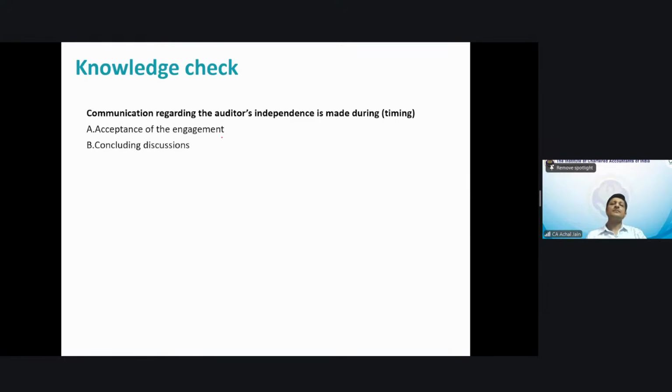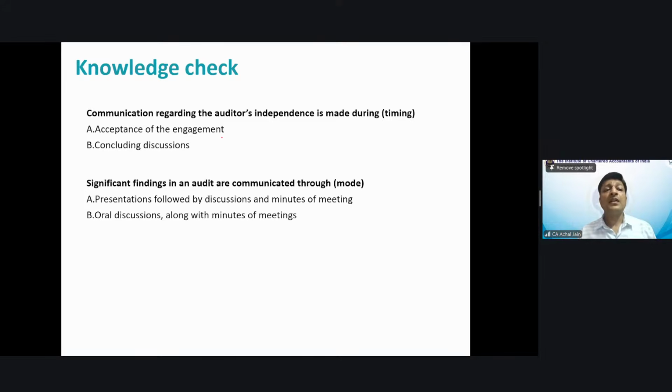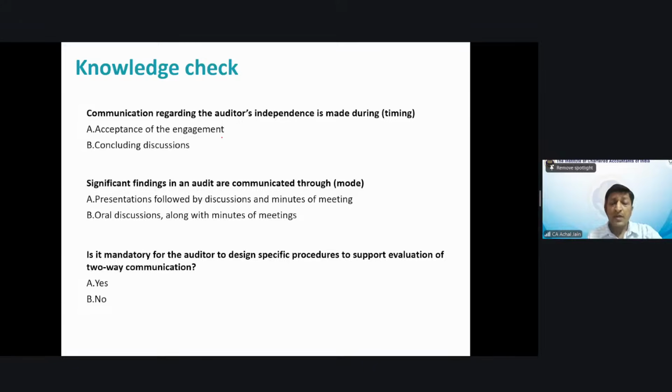Now, communication regarding the auditor's independence is made during when? Acceptance of the engagement or concluding discussions? Of course, acceptance. Significant findings in an audit are communicated through presentations followed by discussions and minutes, or oral discussions. That's something we need to assess. Is it mandatory for the auditor to design specific procedures to support evaluation of two-way communication?